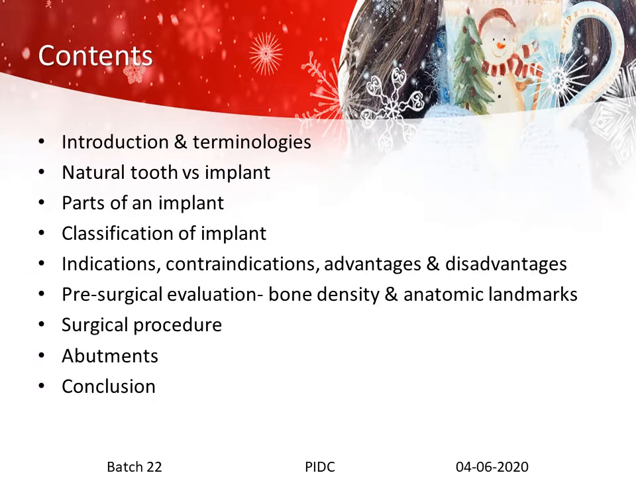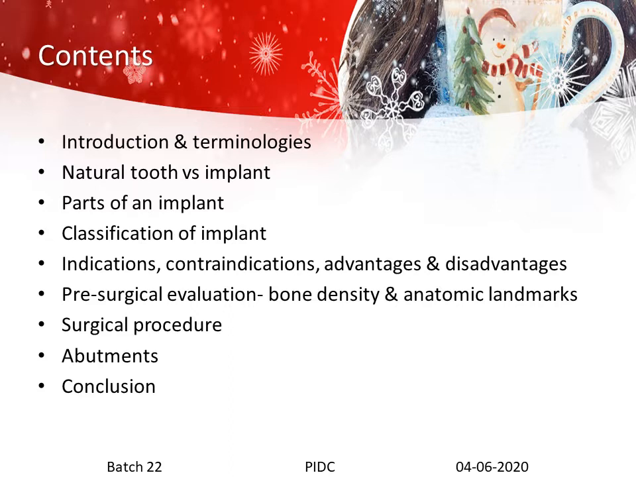Now coming on to the contents, we will be starting with introduction, going on with terminologies and the differentiation between natural tooth and implant. What are the main differences? What are the parts of an implant? How is implant classified according to various categories? What are the indications and contraindications of placing an implant? What are the advantages and disadvantages of placing them?